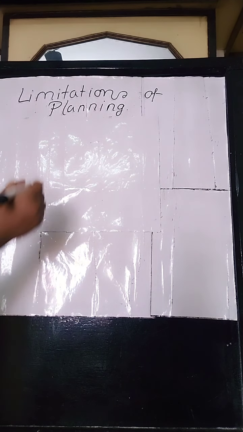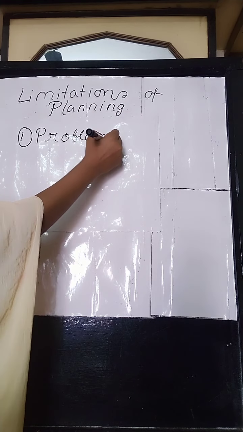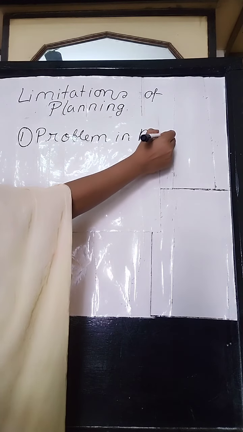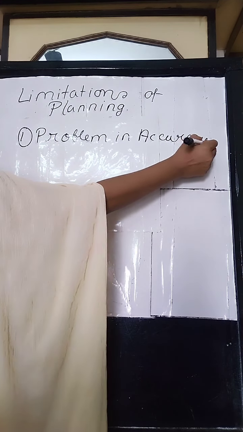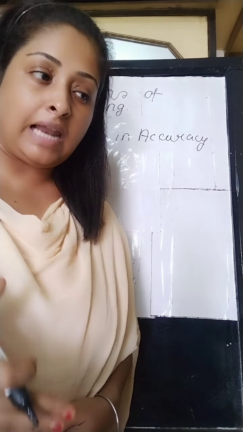So the first limitation of planning is problem in accuracy. This is the first shortcoming of planning. Accuracy in planning is dependent on facts, figures, or available data from the survey, available information. So all these are based on the facts and figures of the past analysis. So if information is reliable and data is dependable, then no problem is there.